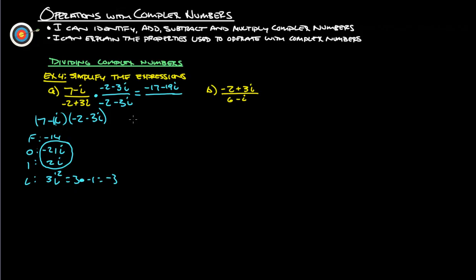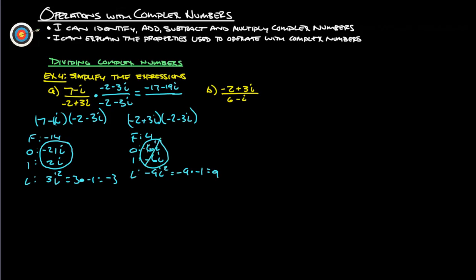Okay, now that's just the top. So now we've got to do the same thing with the bottom. So we've got negative 2 plus 3i times negative 2 minus 3i. Okay, so first, outside, inside, last. Negative 2 times negative 2 is 4. Negative 2 times negative 3i is positive 6i. 3i and negative 2 is negative 6i. And then 3i times negative 3i is negative 9i squared, which is really negative 9 times negative 1, which is positive 9.